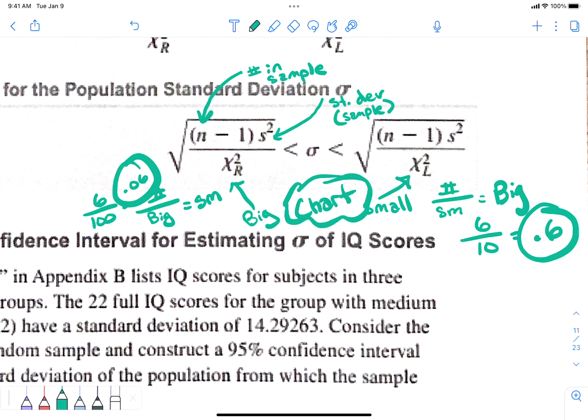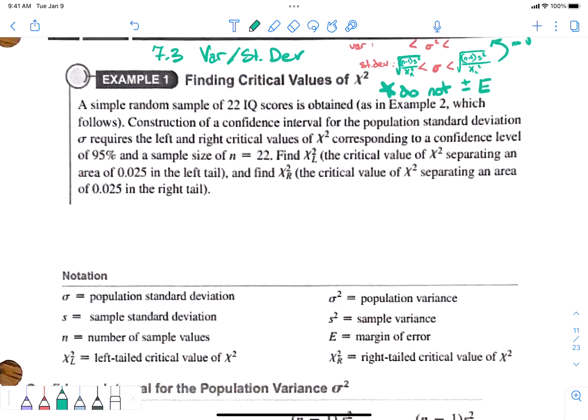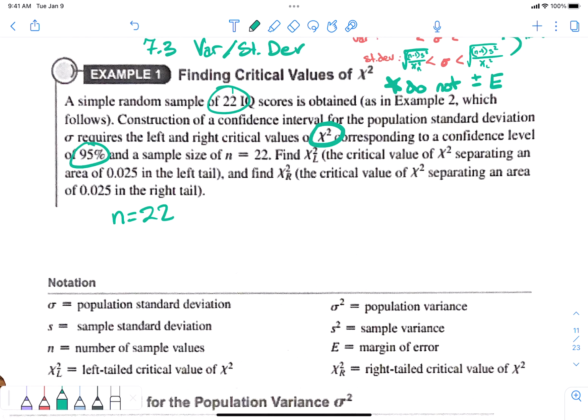Let's figure out what these numbers are. So let's go up here to the top into this example. A simple random sample of 22 IQ scores. What does that mean? Write it down. N is 22, okay? Are obtained. Construction of a confidence interval for the population standard deviation requires the left and the right critical values of chi-squared. That's what he looks like. He's an x squared value. X squared means chi-squared. Corresponding to a confidence level of 95%.